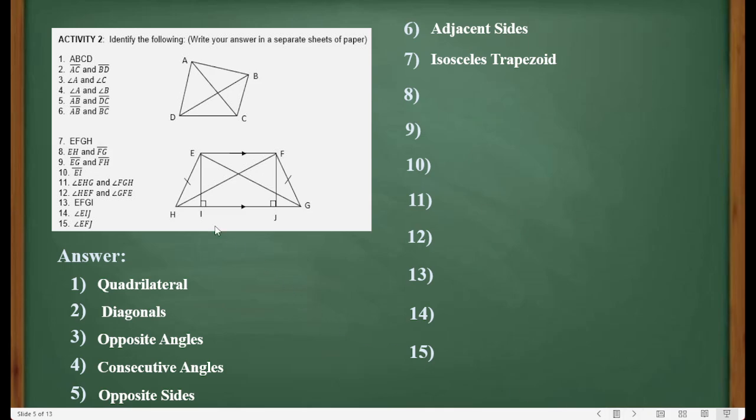Now we go to number 8. What about a pair of segments, EH and FG? Where is it? EH and FG. So obviously, from the trapezoid, these are the non-parallel sides. Of course, I can consider the answer opposite sides, but since we're talking about this trapezoid, what do we call these non-parallel opposite sides? In number 8, we call these two sides legs. Okay?